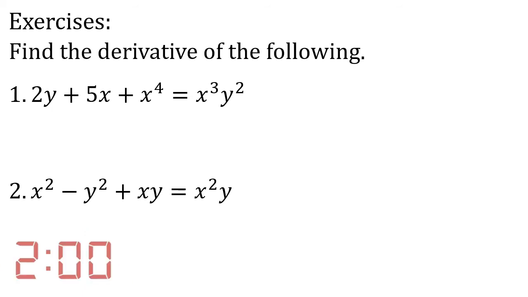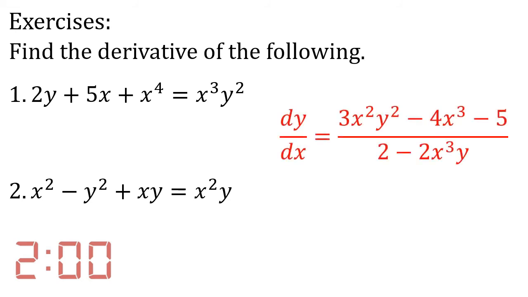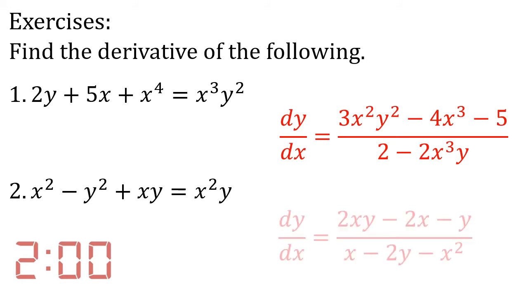Time's up. I hope you were able to get the correct answer. The answer for number 1 is dy over dx equals 3x squared y squared minus 4x cubed minus 5 all over 2 minus 2x cubed y. For number 2, the answer will be dy over dx equals 2xy minus 2x minus y all over x minus 2y minus x squared. Okay, check your answer. If it is correct, I hope you get the correct answer.